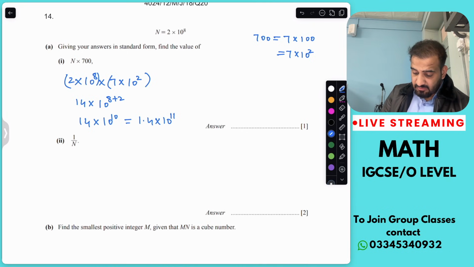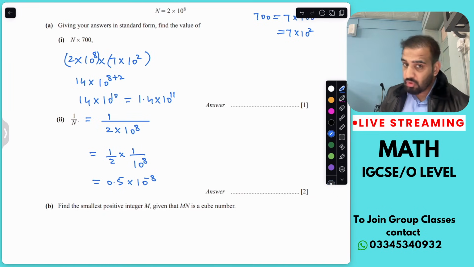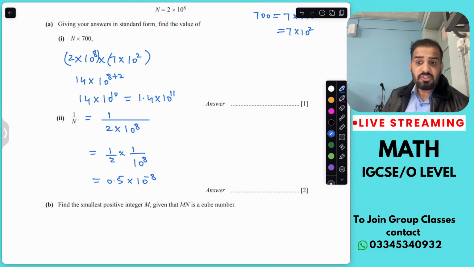So 1 over n. 1 over n means 1 over, what was n? 2 cross 10 raised to power 8. So what I will do, it is 1 over 2 cross 1 over 10 raised to power 8. Can I write it? Yes. So what is 1 over 2? It is 0.5. What is 1 over 10 raised to power 8? Because in standard form, there is no 10 in the denominator. It's always in the numerator. Bring it up, so it becomes 10 with negative power 8. So is it in standard form? No, this is not in standard form because 0.5 is less than 1. So what you will do, you will bring this decimal to the right.